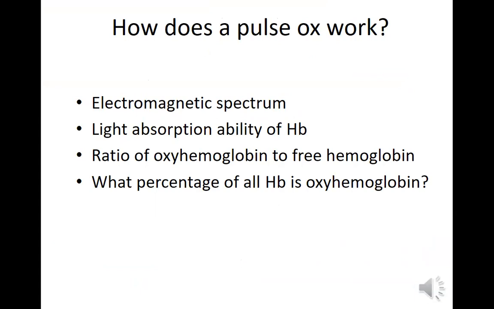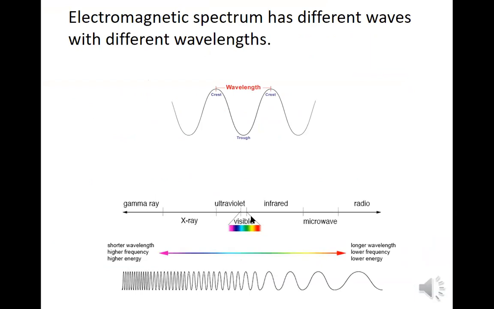So what we see is the actual wavelengths being absorbed in the arteries. The two wavelengths we're going to use are infrared, which is about 920 nanometers. That wavelength of infrared is going to be absorbed by oxyhemoglobin. So that's the good one, right? That's the one we want. Red light, in the visible part of the electromagnetic spectrum, is about 660 nanometers, and that's what free hemoglobin is going to absorb at, right?